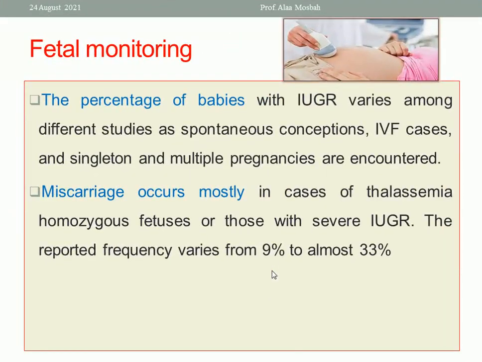The percentage of babies with IUGR varies among different studies, as spontaneous conception, IVF cases, and singleton and multiple pregnancies are encountered. Miscarriage occurs mostly in cases of thalassemia homozygous fetus or those with severe IUGR. The reported frequency varies from 9% to 33%.